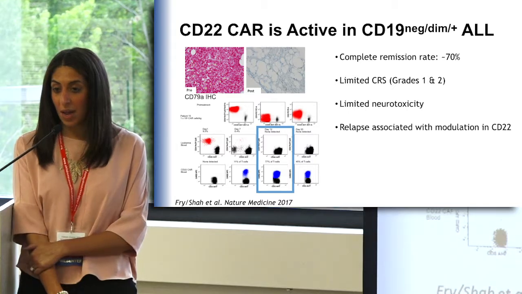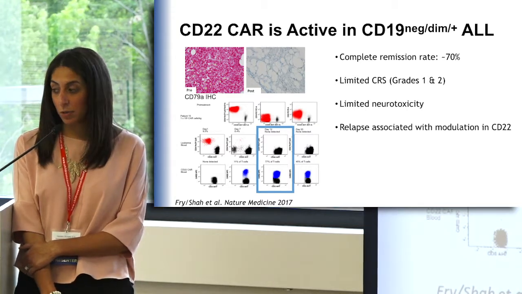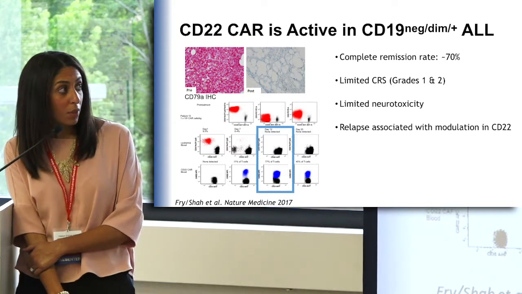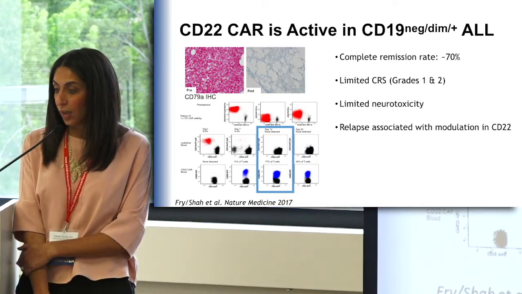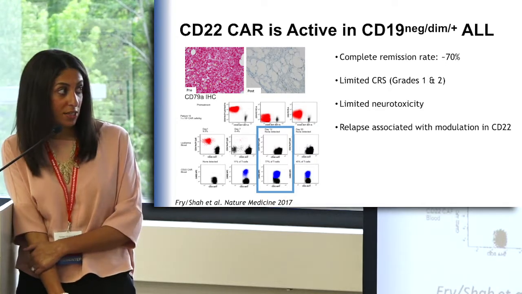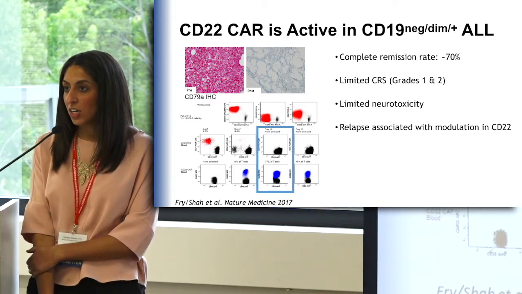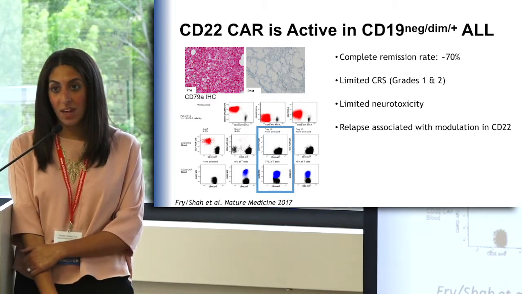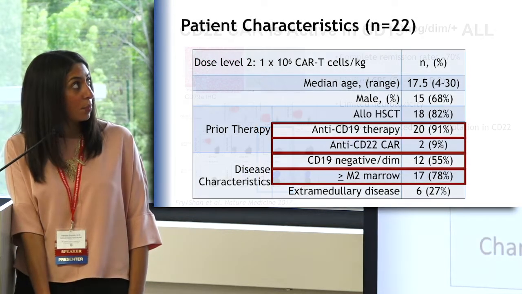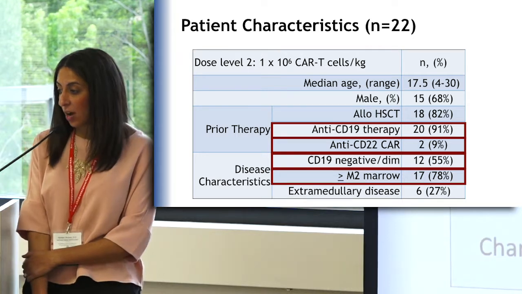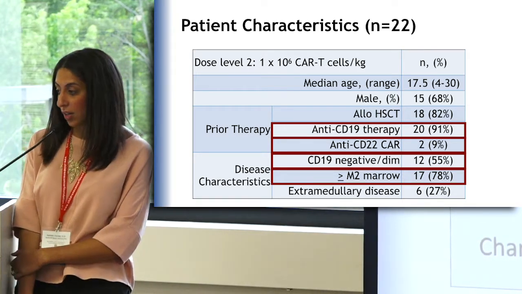We have actively accruing, and we have accrued over 40 patients, and we have a complete remission rate of 70%. We've seen limited cytokine release syndrome, grades 1 and grade 2, and we've seen limited neurotoxicity as well. We've also seen that relapses are associated with modulation of CD22, and we have had a couple cases in which CD22 antigen was lost.